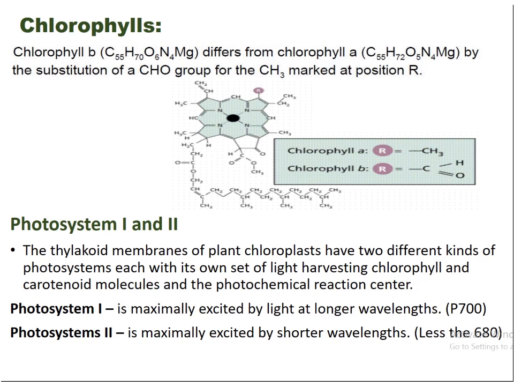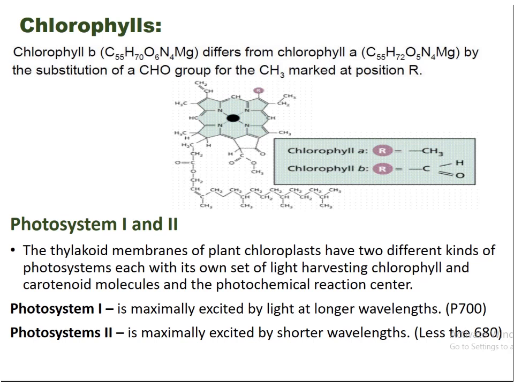So there are two types of chlorophyll A. The first one is called chlorophyll A673, because chlorophyll A673 is responsible for absorbing 673 nanometer wavelengths of light, and chlorophyll A683, another type of chlorophyll A, is responsible for absorbing 683 nanometer wavelengths of light.